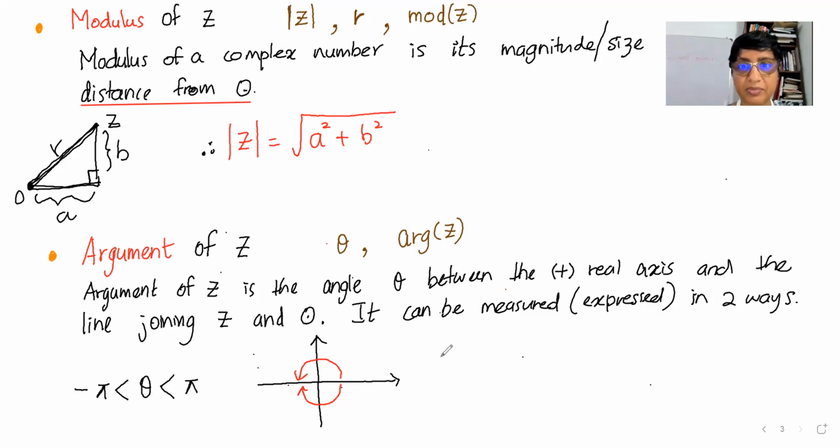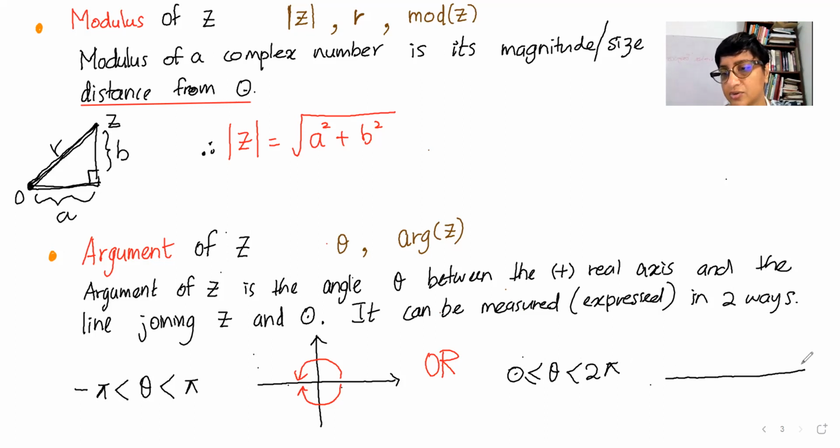Or, let me put a big or here, the other way is you can give your angle the normal way, from 0 to 2 pi. You go in one direction this way and cover the whole circle. Is that clear?